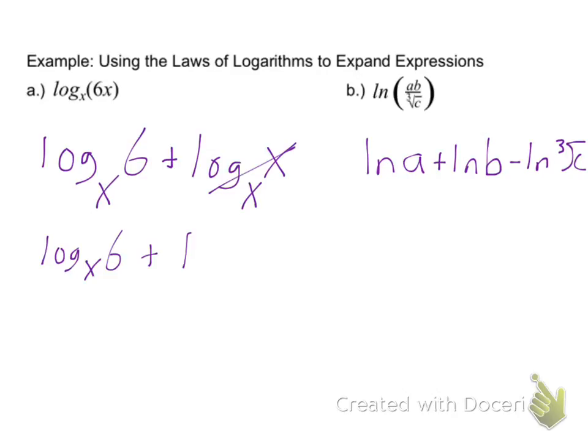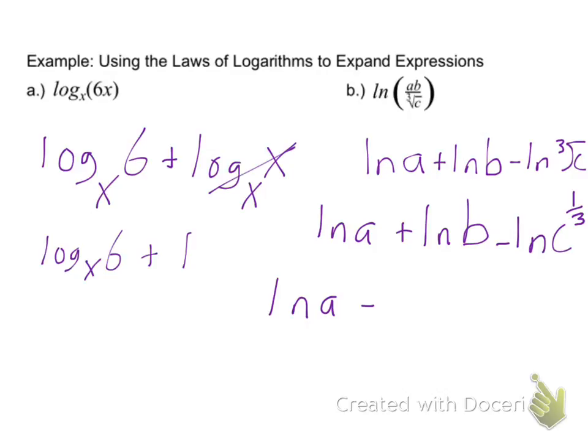Cubed root is really the same thing as what? 1/3 power. So I'm going to convert that. Natural log of A, natural log of B, minus natural log of C to the 1/3. Now that they're all individuals, the individual will unpack themselves. So that means this 1/3 needs to go to the front. So natural log of A plus natural log of B minus 1/3 natural log of C, and you're done. So the rule is everybody has to get out of the car first, and then once they're out of the car, they will unpack individually.